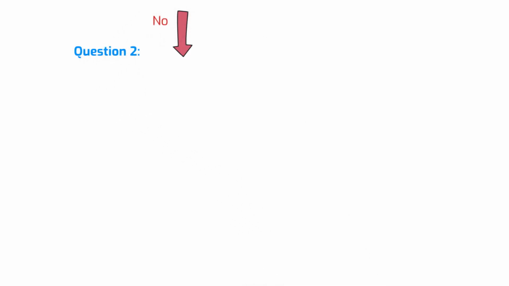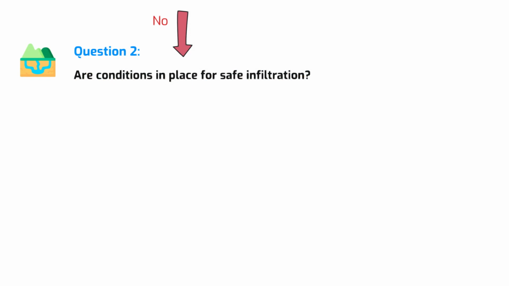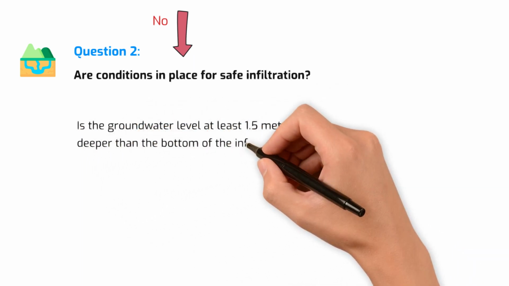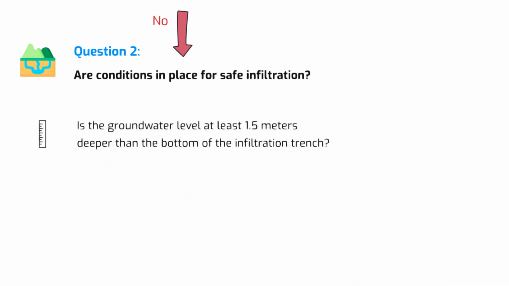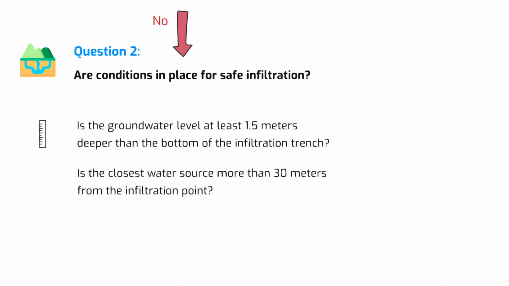Question 2. Are conditions in place for safe infiltration? Here's what guiding questions to consider. Is the groundwater level at least 1.5 meters deeper than the bottom of the infiltration trench? Please note that the distance increases for fissured rocks and limestone. Is the closest water source more than 30 meters from the infiltration point?